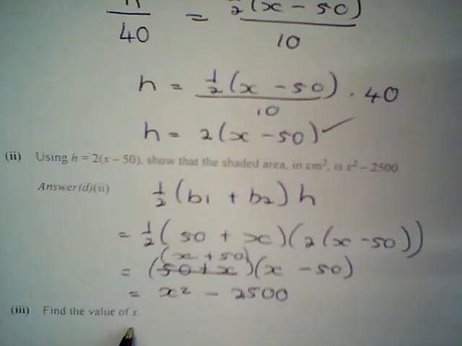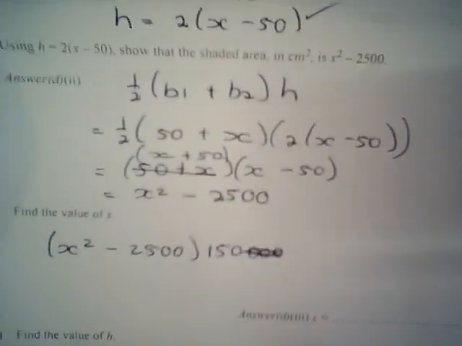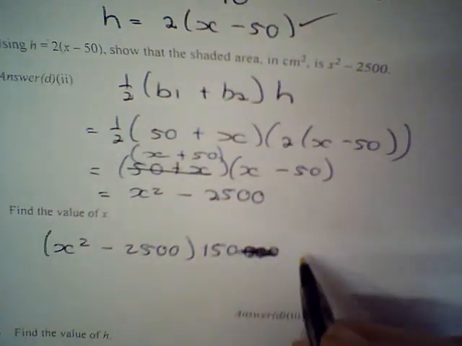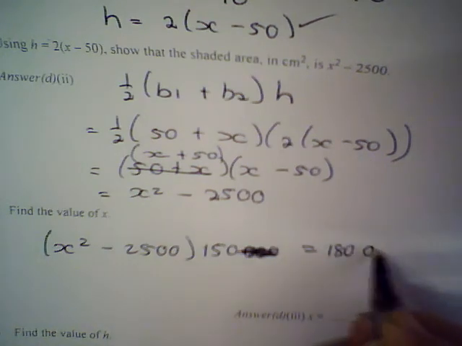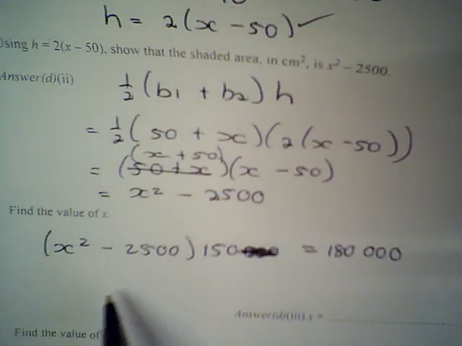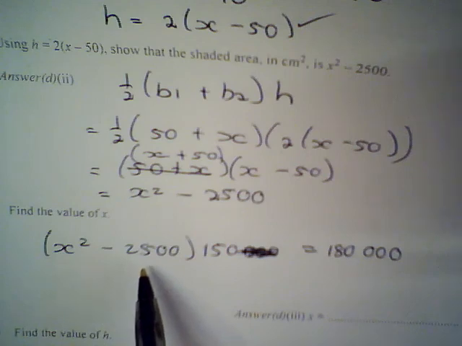Okay, and then they ask us to find the value of x for part 3. And we know that we have this x squared minus 2,500 times the height, and my height is 150, equals 180,000. Okay, because we know the volume, so we have an expression here for the area.